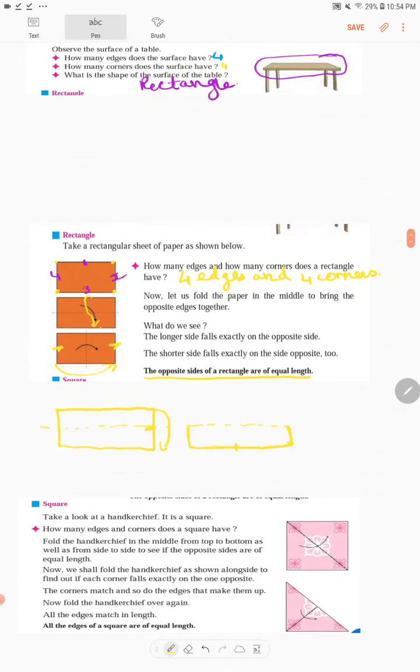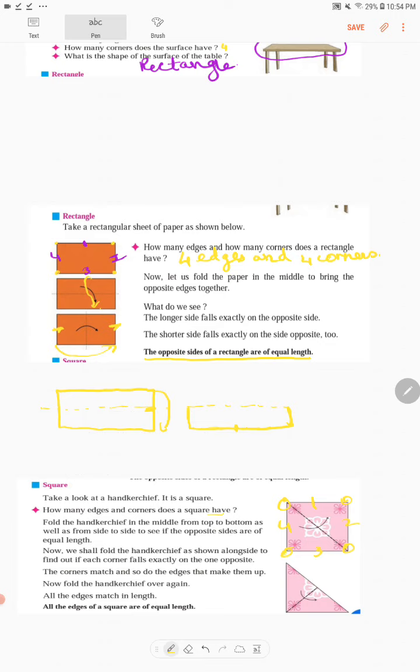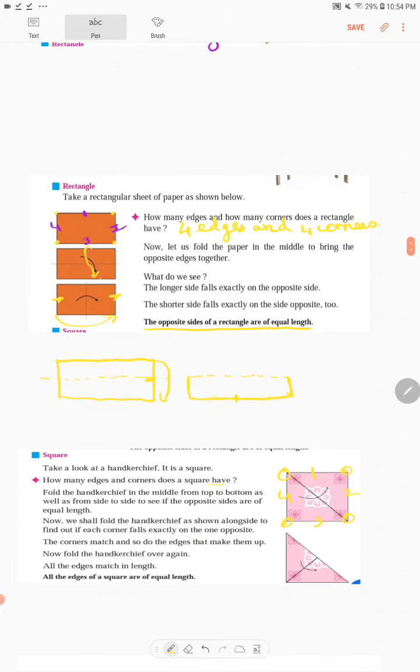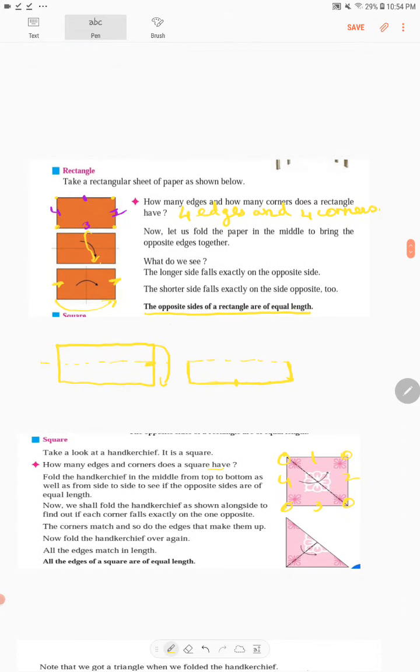How many edges and corners does a square have? So 1, 2, 3, 4. It has got 4 edges and 4 corners. Now we are going to fold it like this. When you fold it like this, it will be exactly equal. You can try this with a paper at home or a handkerchief at home.